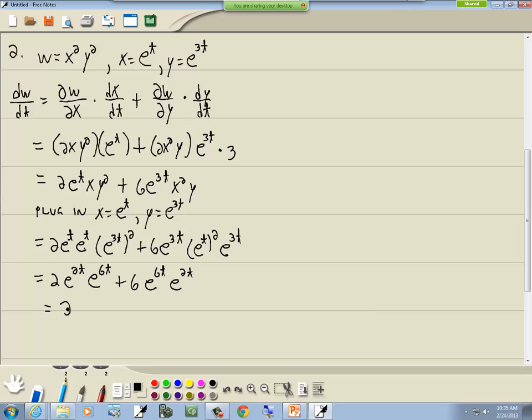Which gives us 2e. And again, we have e to a power times e to a power, so you add the exponents. That gives us 8t. Plus 6 e to the 8t. And that gives us 8 e to the 8t. Okay, that was part A.